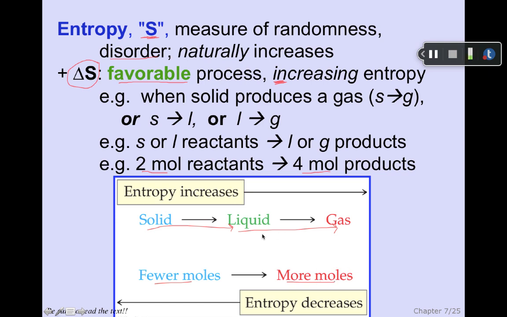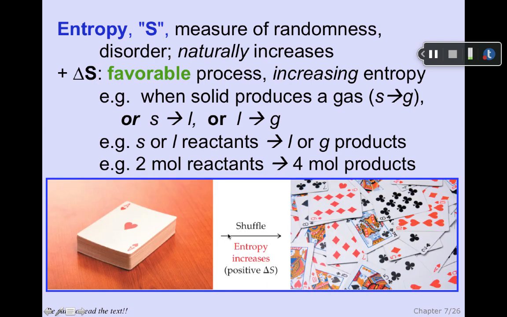Entropy decreases are therefore the opposite of each of those statements. So let's take those and see if we can apply them to some examples. If you have a deck of cards nicely stacked up, you shuffle it up and you make a mess all over the page, like it's shown on the right, entropy is increasing. That's a positive change in entropy, delta S. So delta S is greater than 0 when entropy is increasing. Total disorder.